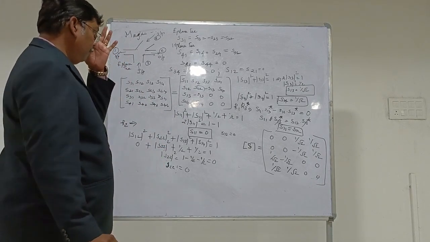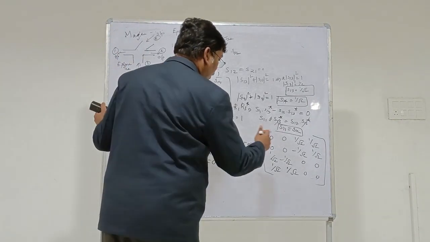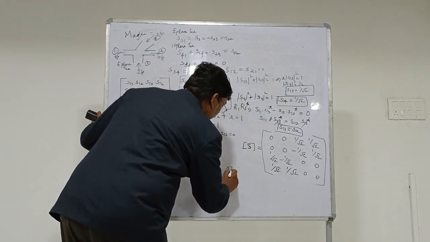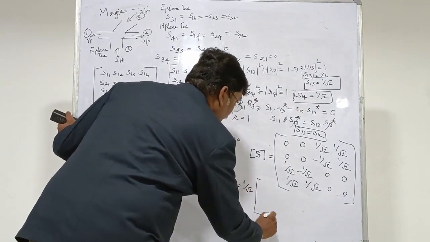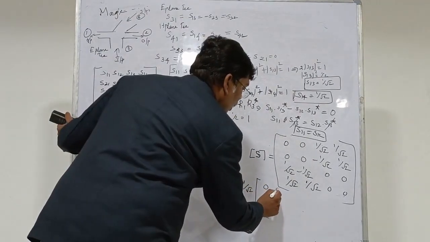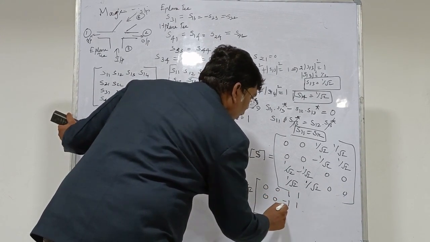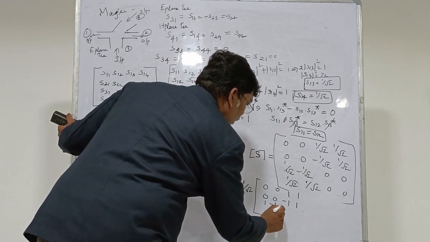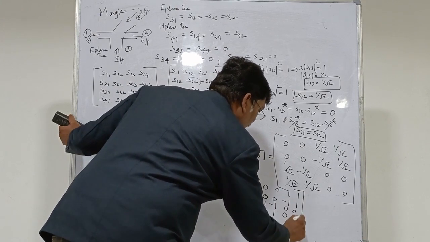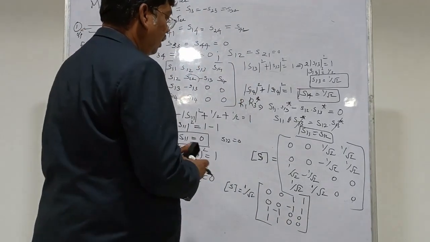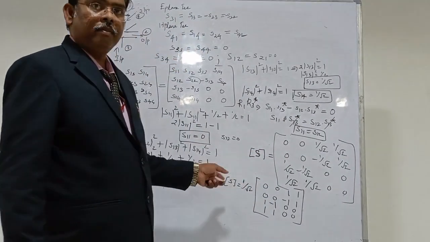Again, I will go through one more time. In some of the textbooks, they will refer like this. They will take the 1 by root 2 outside, so they will represent it like this: S matrix is equal to 1 by root 2 times 0, 0, 1, 1; 0, 0, minus 1, 1; 1, minus 1, 0, 0; 1, 1, 0, 0. Both are the same. They are taking 1 by root 2 as common and taking it outside. Both are in a similar format.